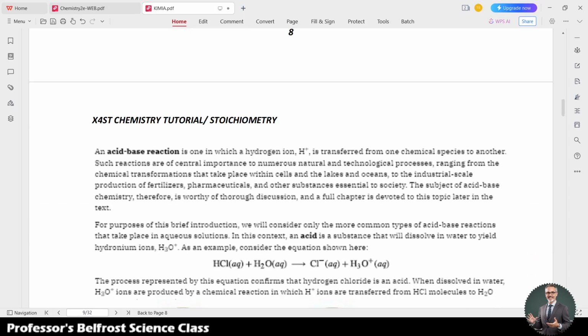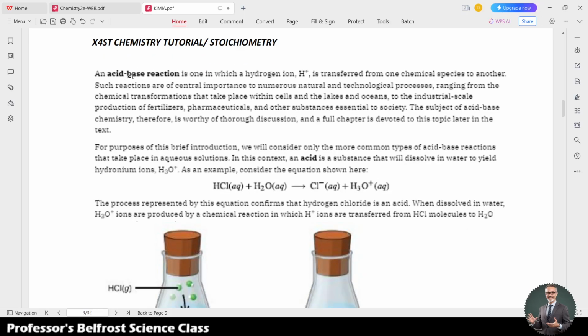So an acid-base reaction is one in which a hydrogen ion, which is H+, is transferred from one chemical species to another, and such reactions are of central importance in numerous natural and technological processes. The subject of acid-base chemistry is worthy of thorough discussion, a full chapter, but because we just want to discuss a little this time, we'll just take the important part, because we have a dedicated chapter for explaining acid-base reactions. We need to understand what an acid is in this context.